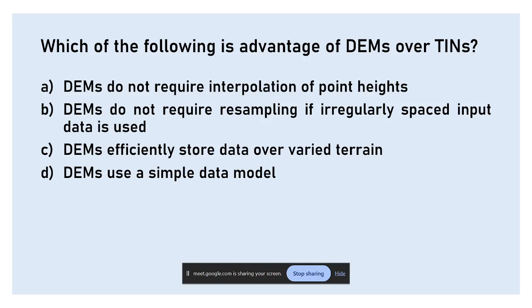Which of the following is an advantage of the DEMs over the TINs, the triangulated irregular networks? What is the advantage of the digital elevation model? DEMs use a simple data model. That is it. It is less complicated when compared to the triangulated irregular networks.